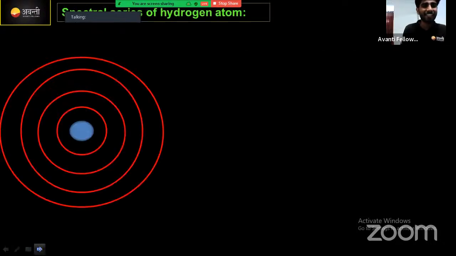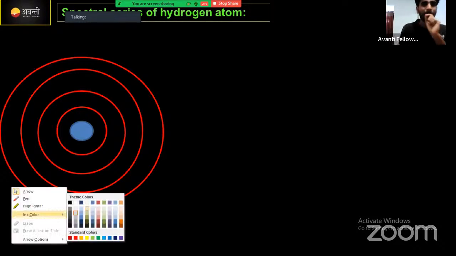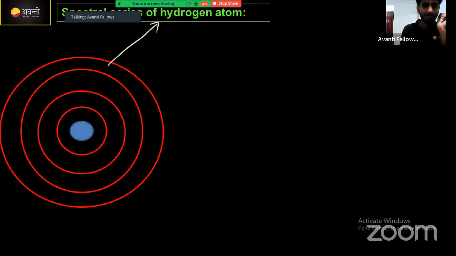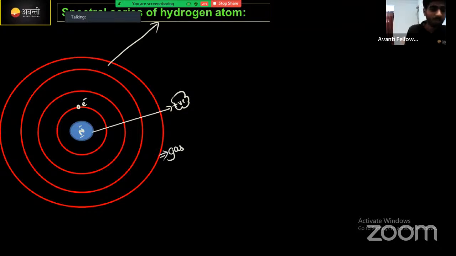Okay, let's get into the hydrogen atom. What is a hydrogen atom? Look here. Suppose this is a hydrogen atom. This is the nucleus of the hydrogen atom, and it is completely positively charged. Here some orbits are there for the electron to revolve around this nucleus. I'm considering one of the electrons. Suppose this is an atom of a gas molecule. Now just look here.